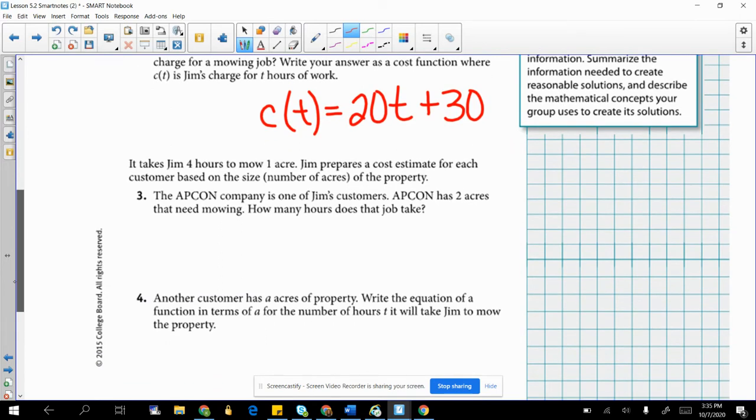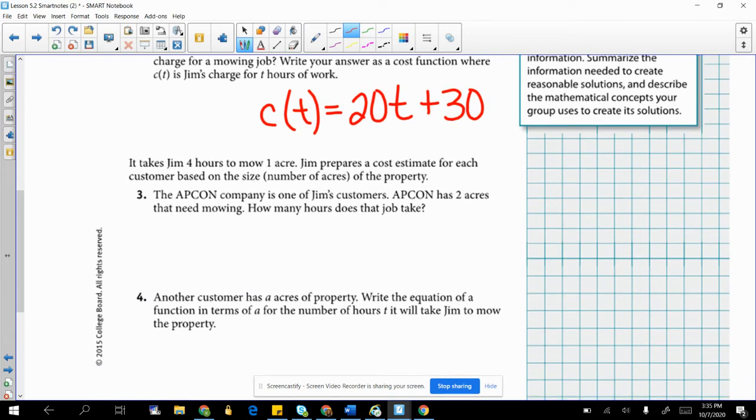Okay. All right, then it says here, it takes Jim 4 hours to mow 1 acre. Jim prepares a cost estimate for each customer based on the size of the property, so based on the number of acres that they have. Okay, so the Apcon company is one of Jim's customers. Apcon has 2 acres that need mowing. How many hours does that job take? Well, if it takes him 4 hours to mow 1 acre and they have 2 acres, 4 times 2 is going to be 8 hours.